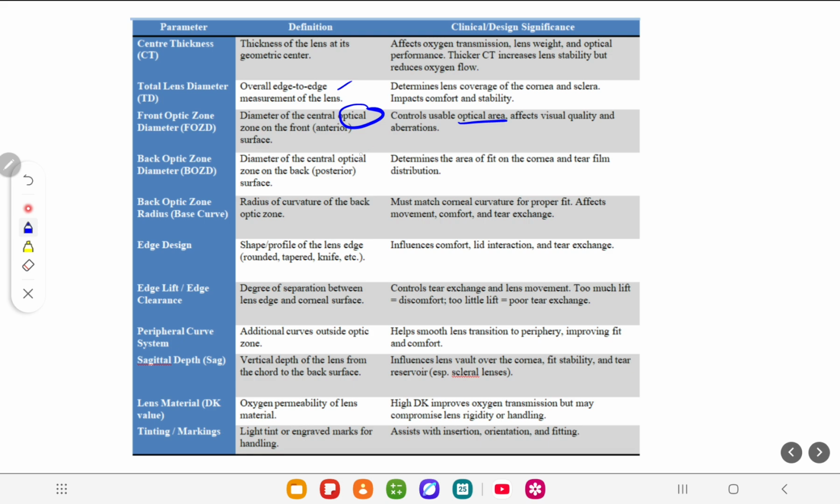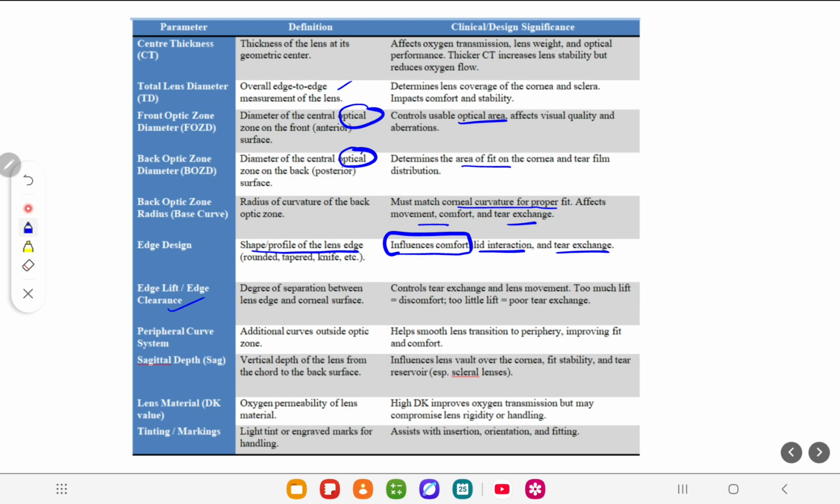Back optic zone diameter is the optical zone on the posterior surface, so it determines the area of fit on the cornea and tear distribution. Yes, back optic zone radius, so basically it's the base curve. It basically matches the cornea for proper fit, and affects lens movement, comfort and tear exchange. Yes, lens design is the shape and profile of the lens, round, trap, knife. Most important is comfort. Lens design also affects lid interaction and tear exchange definitely.